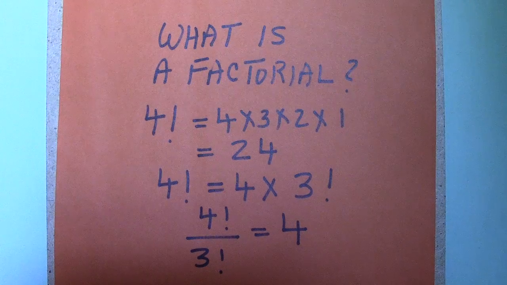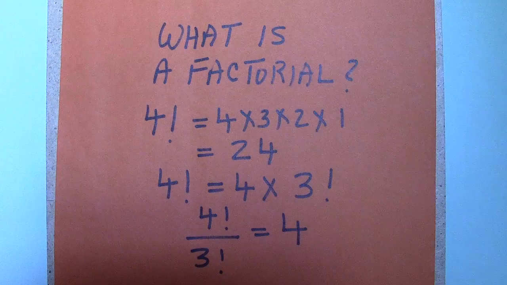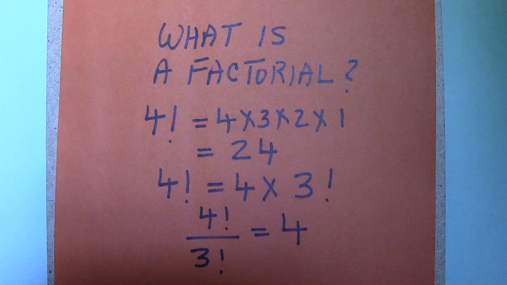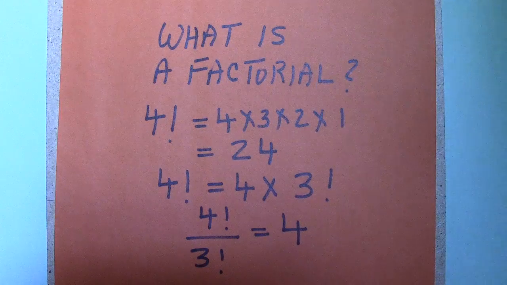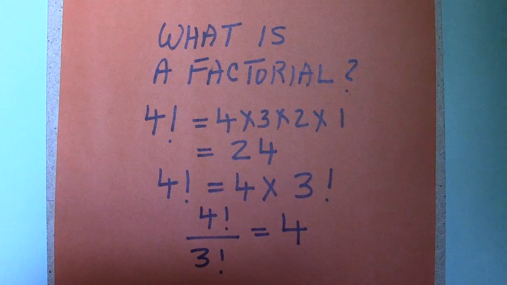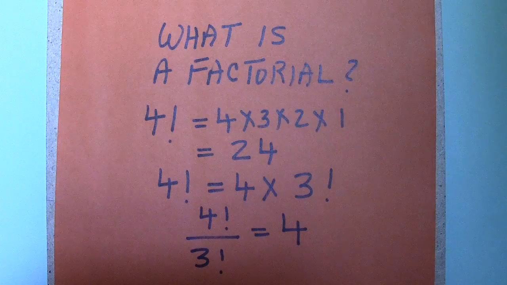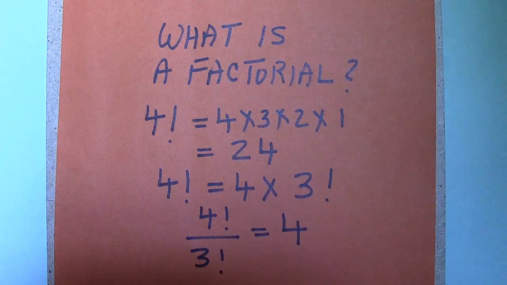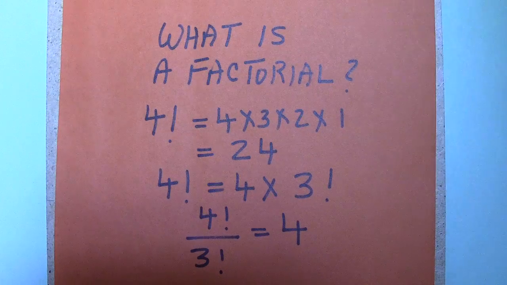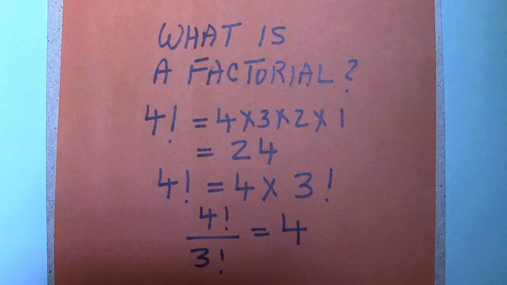We can also write factorial 4 as 4 times factorial 3. And this expression can be written as factorial 4 divided by factorial 3 is 4. Now the factorial of a number is very useful in algebra, in doing permutations and combinations. So we shall look at factorials with that point in view.